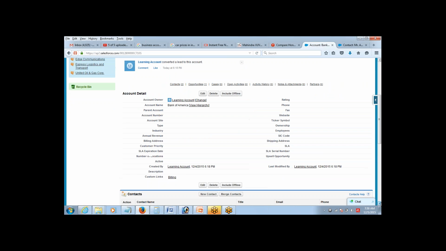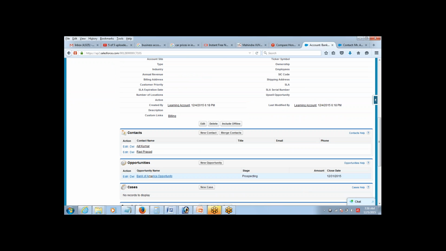And then comes the opportunity. Opportunity is where you will be storing information related to the deal that you are going to get from that particular company. So let's say, when you or your sales team have talked to the lead, and the lead said that they are actually looking for this particular thing. What is this? Notebooks. Yeah, notebooks is what we are selling.